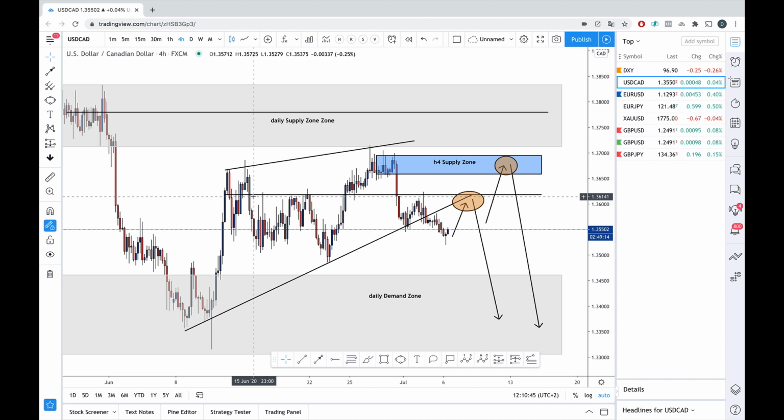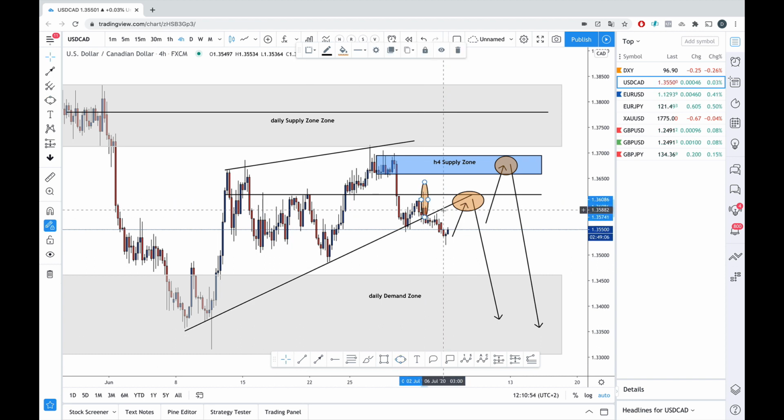On USDCAD, we had the potential to go up to this resistance where we already rejected one time. You can see a very nice rejection candle over here, a nice pin bar, and price went down. And yes, we could definitely hit this level again, or even this one.